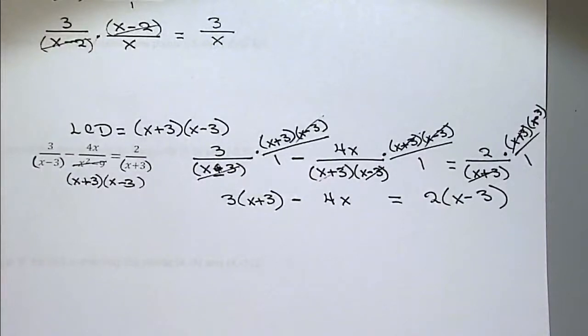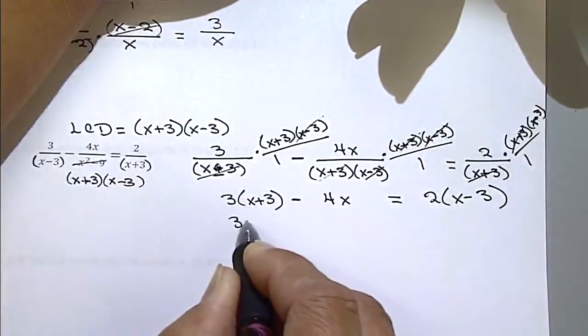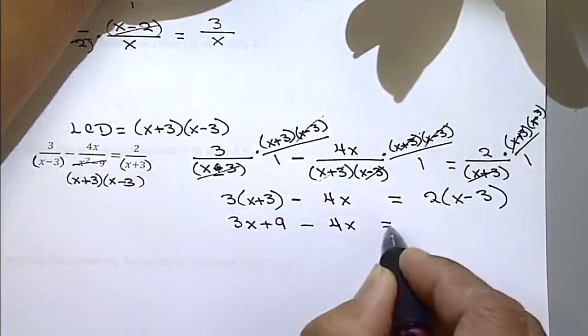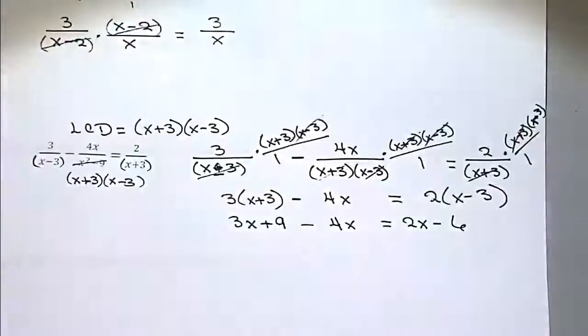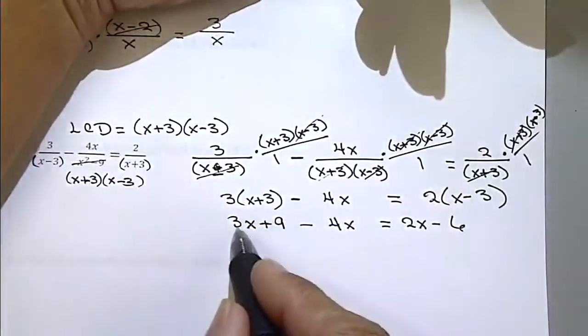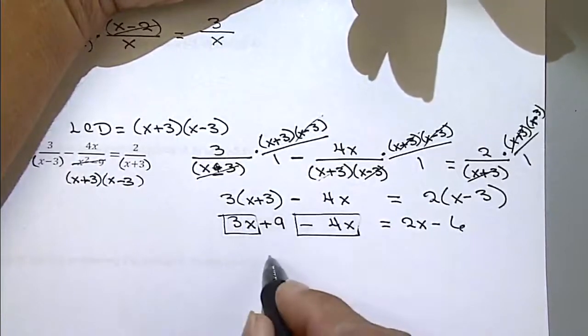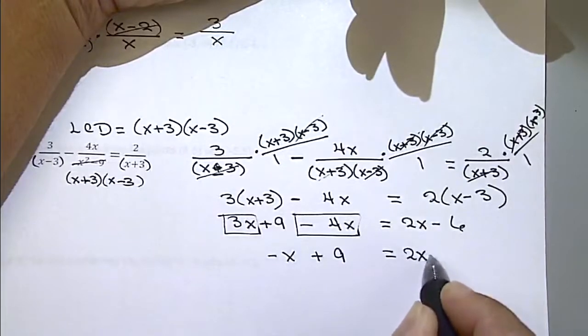Now, this is simply simplifying and solving for x, okay? So what do I do? Well, I got to distribute: 3x plus 9 minus 4x is equal to 2x minus 6. You good? Let's get our x's to one side, our numbers to the other side, and solve for x, right? We've been doing this since the beginning of time. So I've got 3x and a minus 4x. Well, that comes up to be a negative x plus 9 is equal to 2x minus 6.